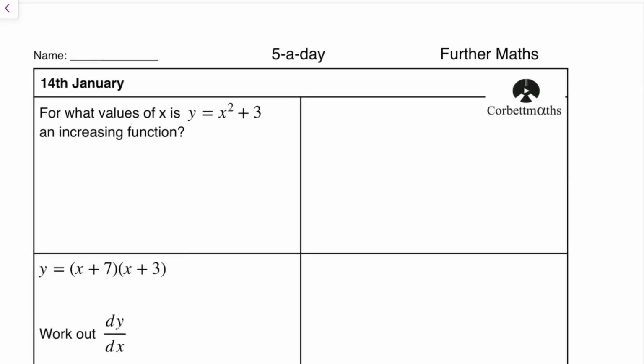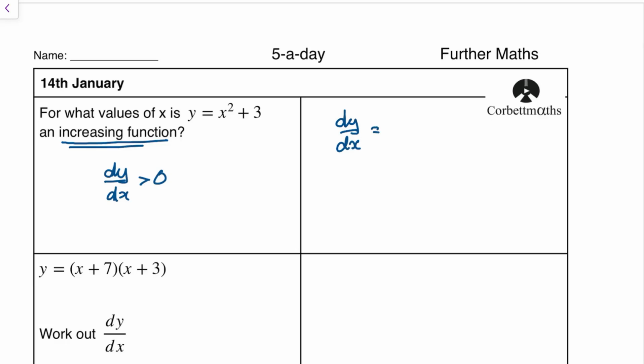So first question actually isn't too bad. So first question is, for what values of x is this function increasing? That said, it's a very specific definition of an increasing function. An increasing function is where dy dx is specifically greater than 0. So it does mean it's going up, but you define it in terms of the gradient. So in other words, I'm going to need to know what dy dx is.